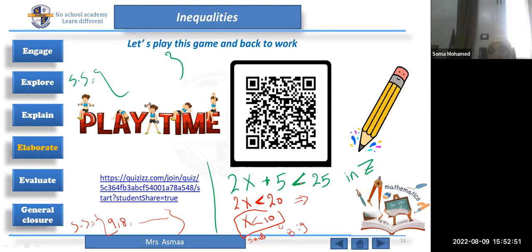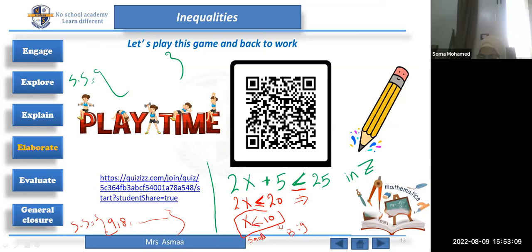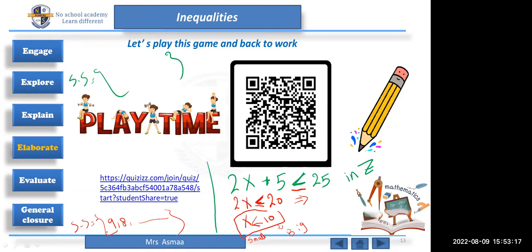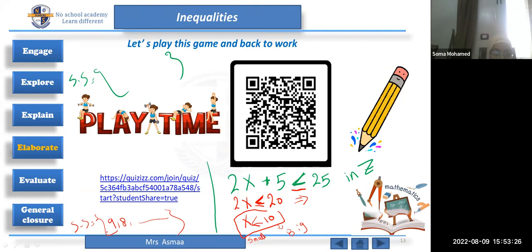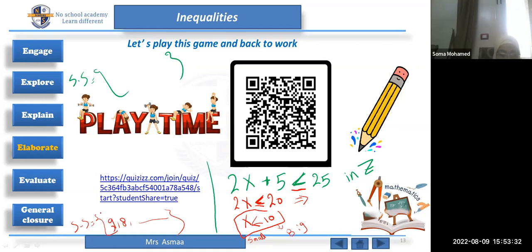If I put an equal sign here, what will the solution set be equal to? Will it start from 9 or start from 1? What's your opinion? If I put an equal sign, wrong. Where will it start from? The solution set will be just 10? No, the solution.